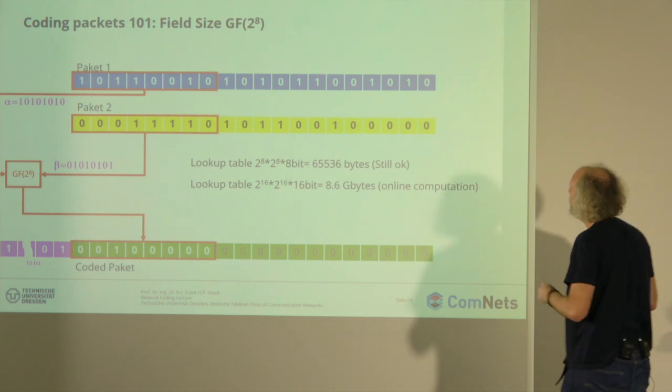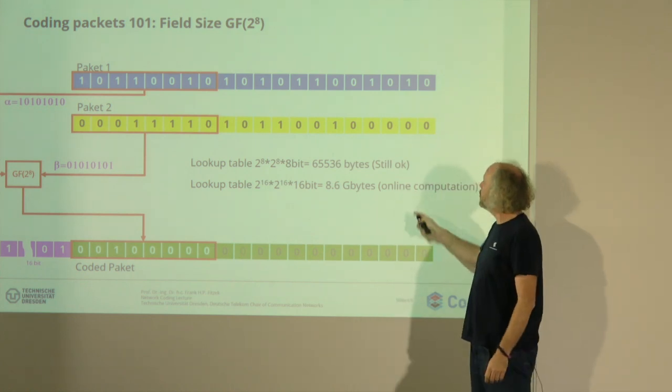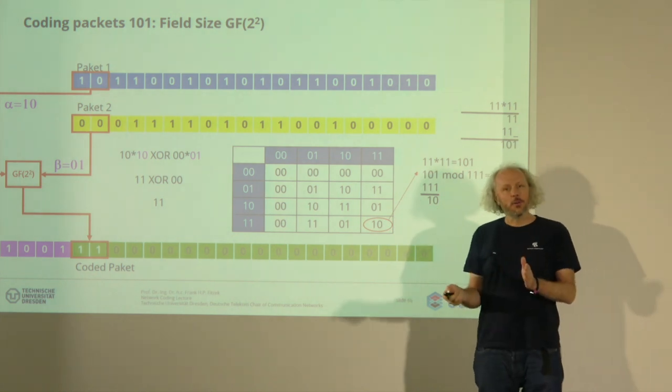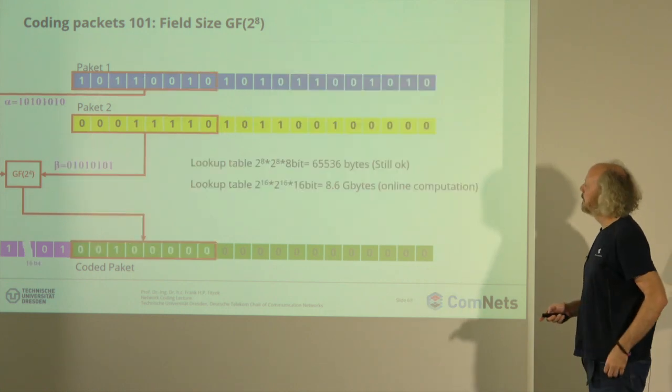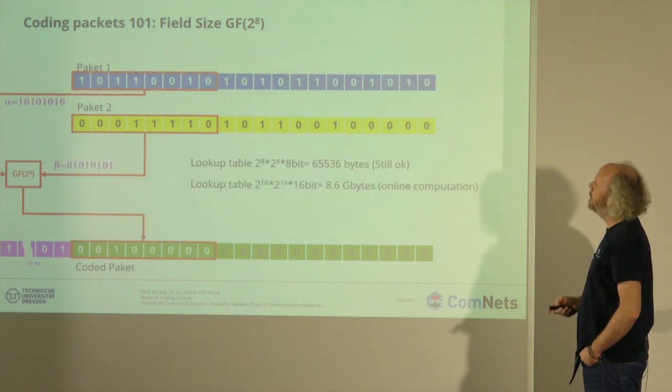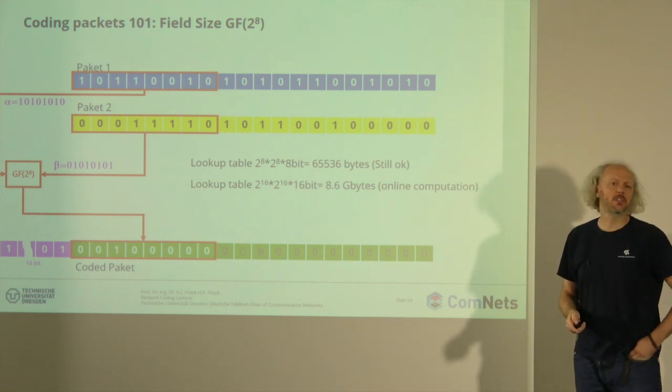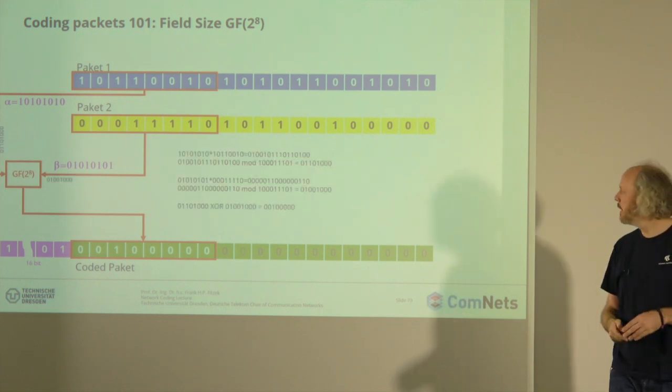So what you should do here is online computing. Online computing was what we did before. Online computing costs time, but even lookup tables cost time if they are so huge, right? And energy. So depending on your platform, you have two options, lookup tables or online computing of the elements. At least this is how you do the encoding of the packets. And this is straightforward, right?